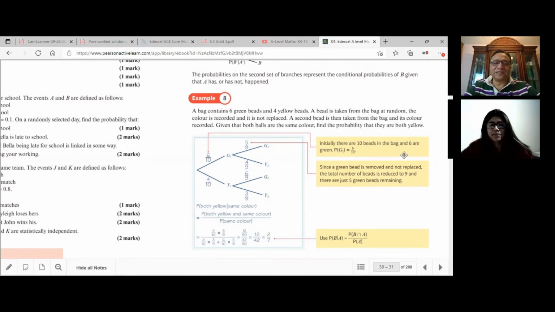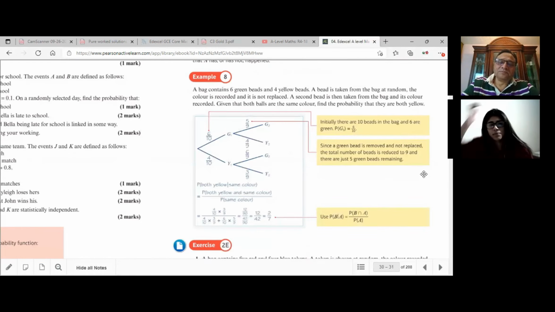Let's get into example 8. A bag contains 6 green beads and 4 yellow beads. A bead is taken from the bag at random, the color is recorded and it is not replaced. A second bead is then taken from the bag and its color is recorded. Given that both balls are of the same color, find the probability that they are both yellow.